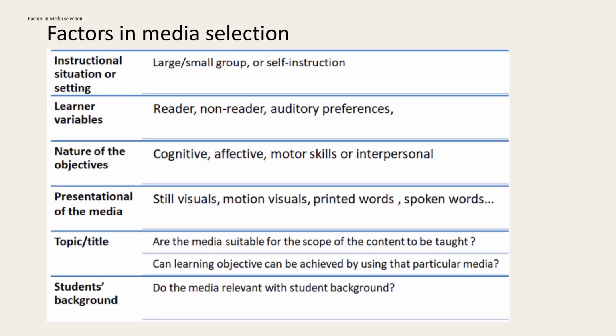For example, from the factors in the media selection, you need to be aware of how big your audience is. Are they a large group, a small group, or self-instruction? Do they read or are they non-readers? Do they have motor skills? Do I need to use still visuals, motion visuals, and so on? So there are actually some factors that you need to be aware of as a teacher when you want to select the media you want to use.